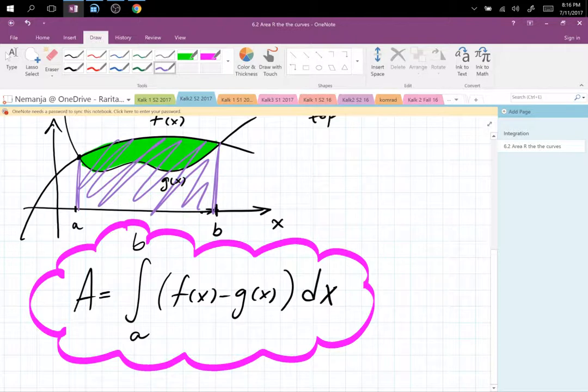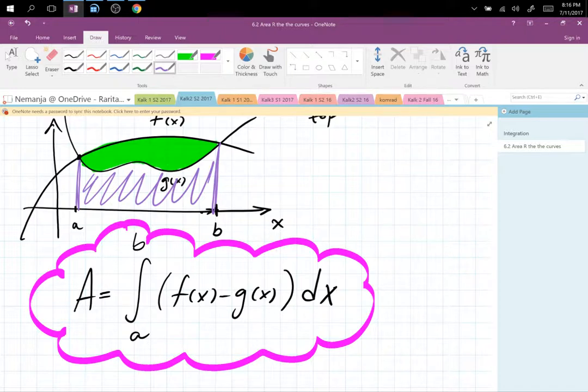So if you are computing just integral of f of x, you are going to get everything from f of x all the way down to 0. And then, when you compute integral of g of x, you only get this part, which is the banana peel, right? So when you subtract everything minus the shaded portion there, you will be left with the green, which is the area that you're looking for. So everything minus what you don't need. So the formula makes sense.